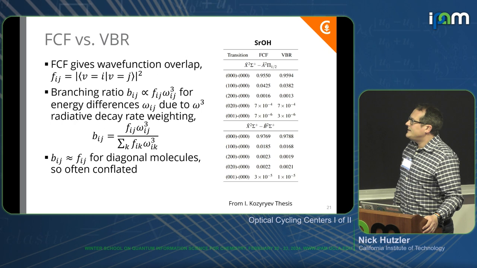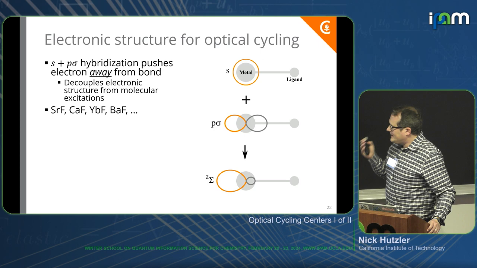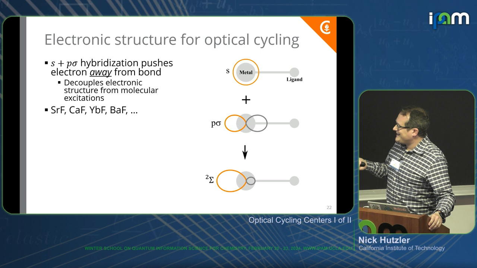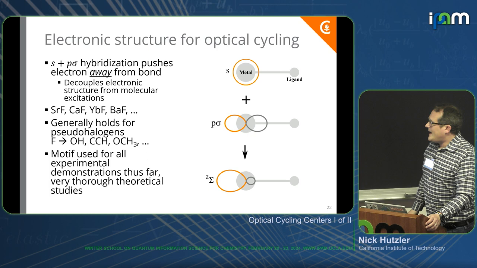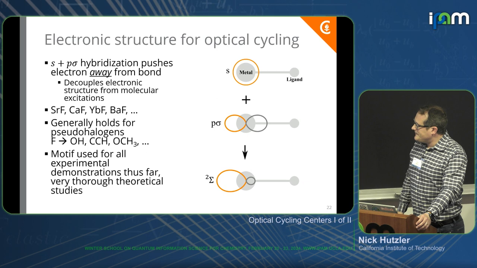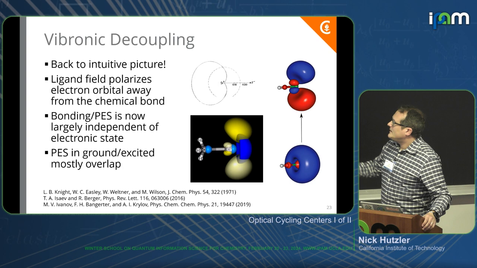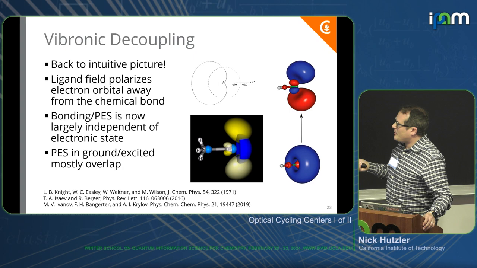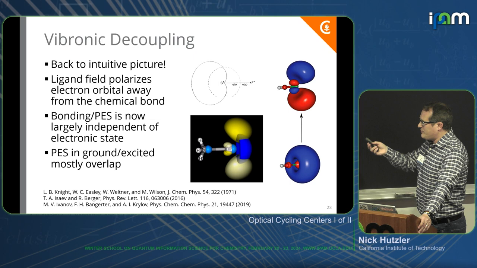Right, so just to circle back to connect to the earlier discussion: when you have these S plus P sigma hybridized molecules, it pushes the electron away from the bond, which decouples the electronic and molecular degrees of freedom. Again, if you look at these with proper ab initio methods, or even approximate methods, you find this unique picture of the ligand field polarizing the electron away. It's a fairly unique feature of these molecules, and leads to the potential energy surface in the ground and excited state being essentially the same.